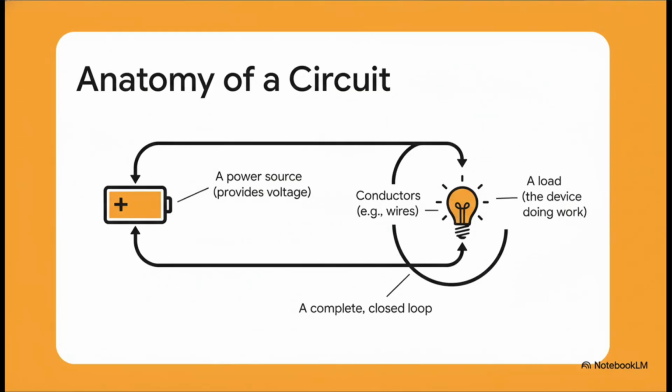So to boil it all down, every working circuit needs these four things. You need a power source to provide the voltage, the push. You need conductors, usually wires, to give it a path. You need a load, the thing that's actually doing the work. And it absolutely has to be a complete, unbroken loop.